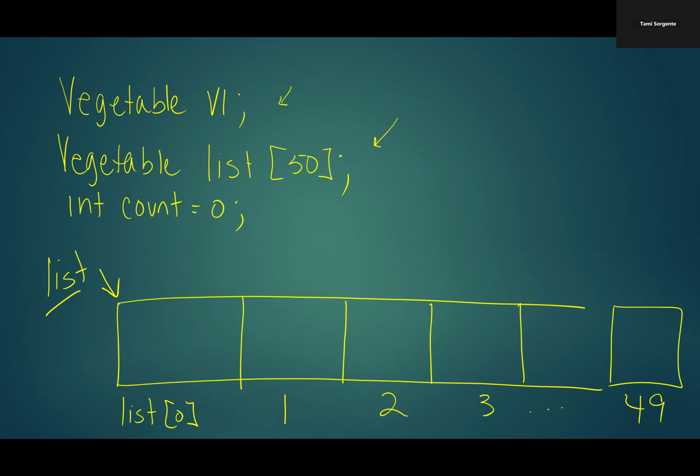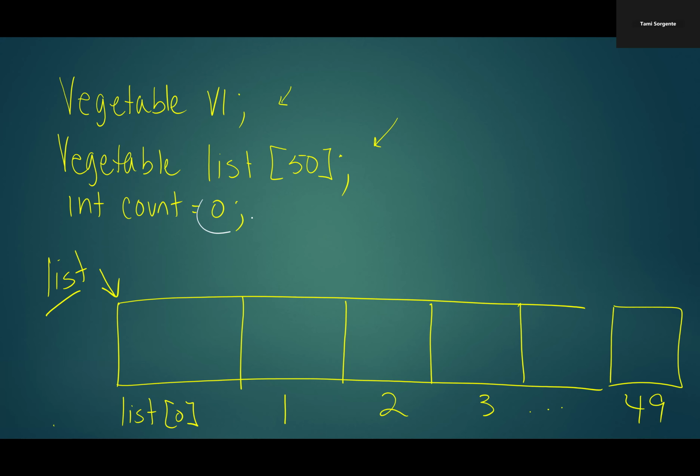For this assignment, you certainly do not need to put 50 vegetables in there. Actually, your default constructor will construct 50 vegetables, but we are going to keep a count that's going to keep track of where we are in our list. By keeping track of where we are in our list, count will always be the next empty one.